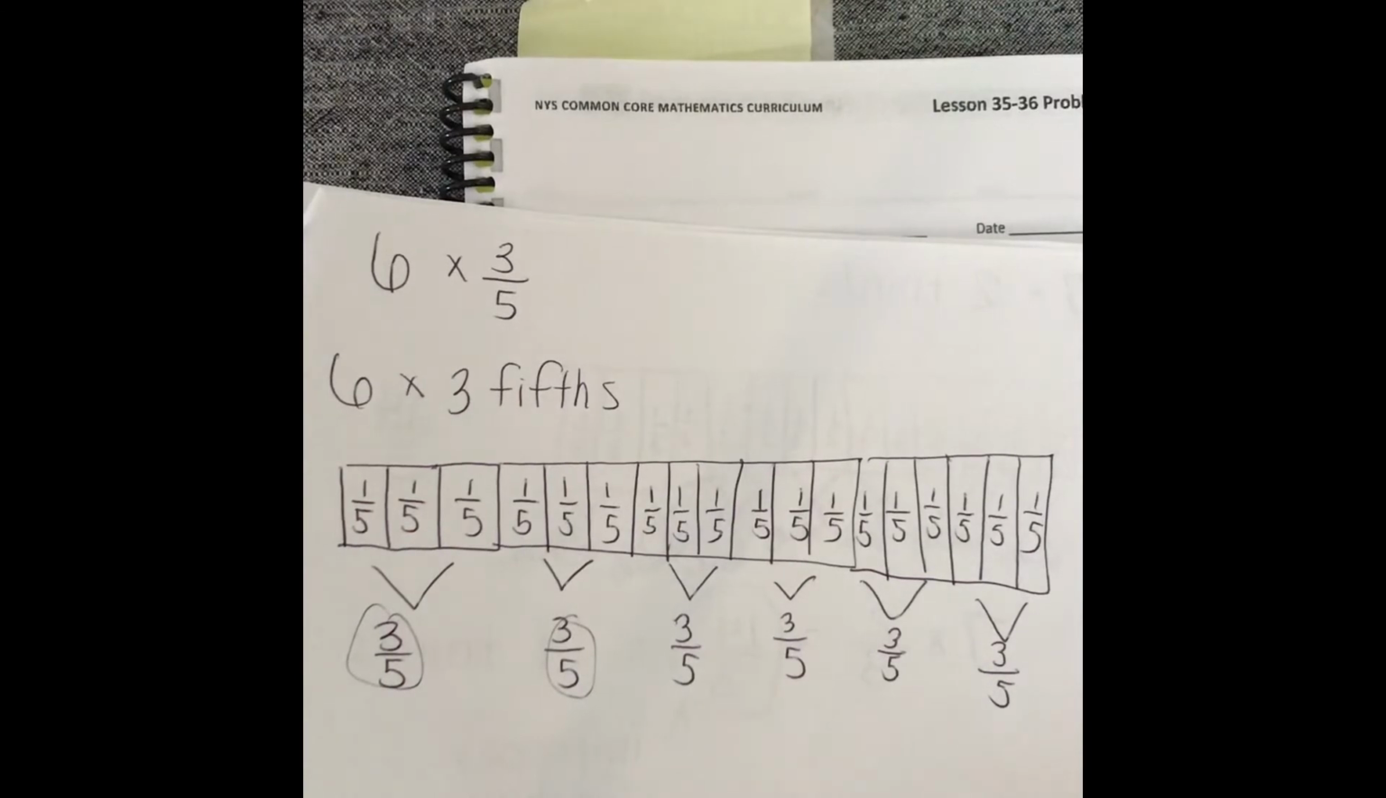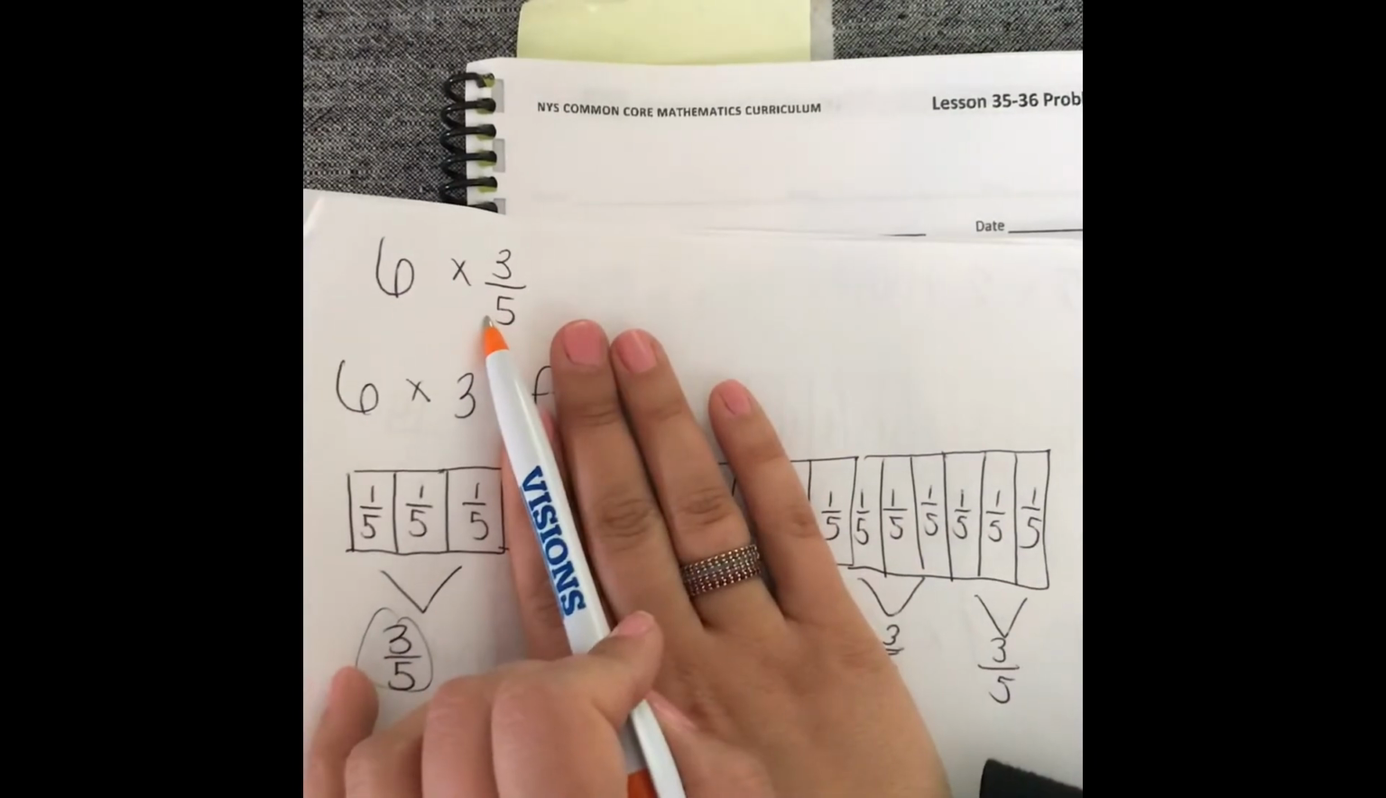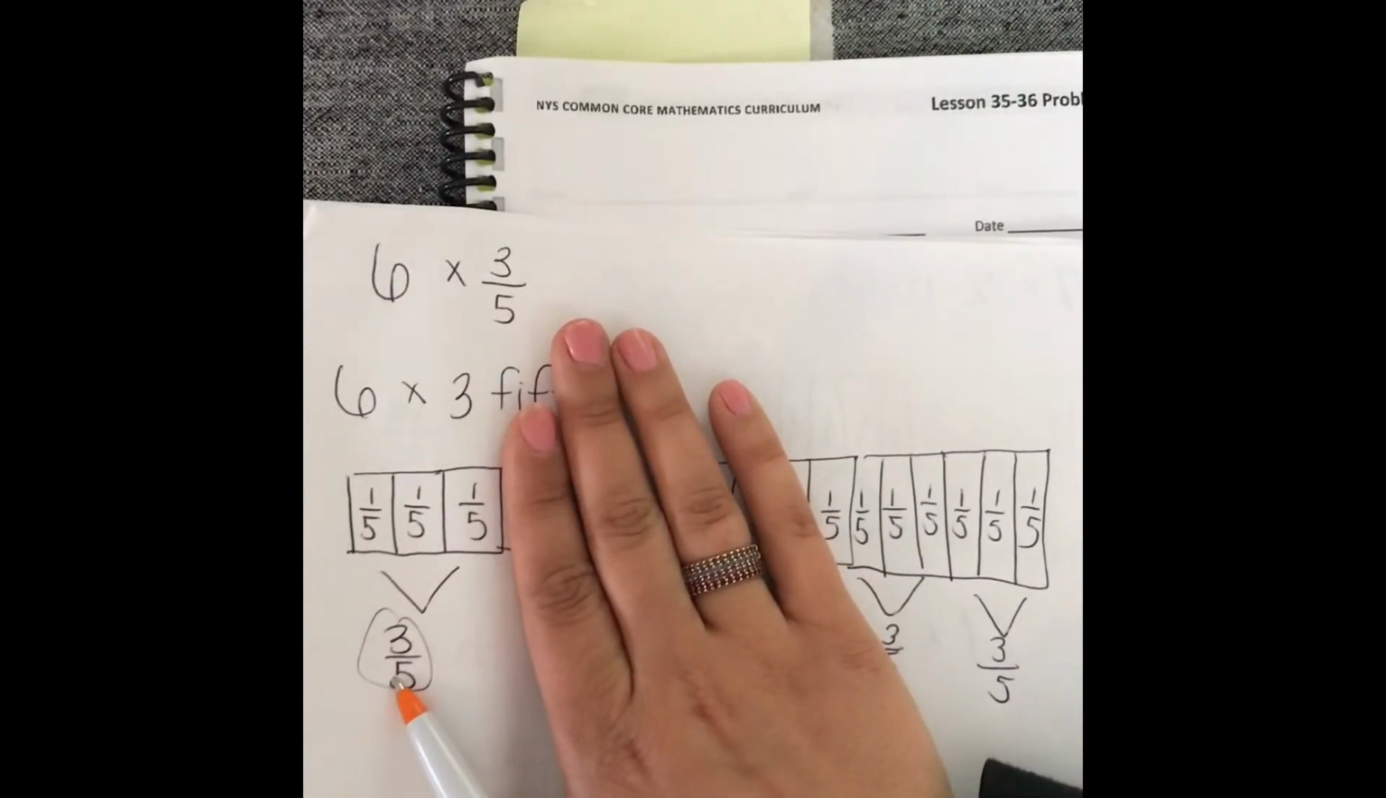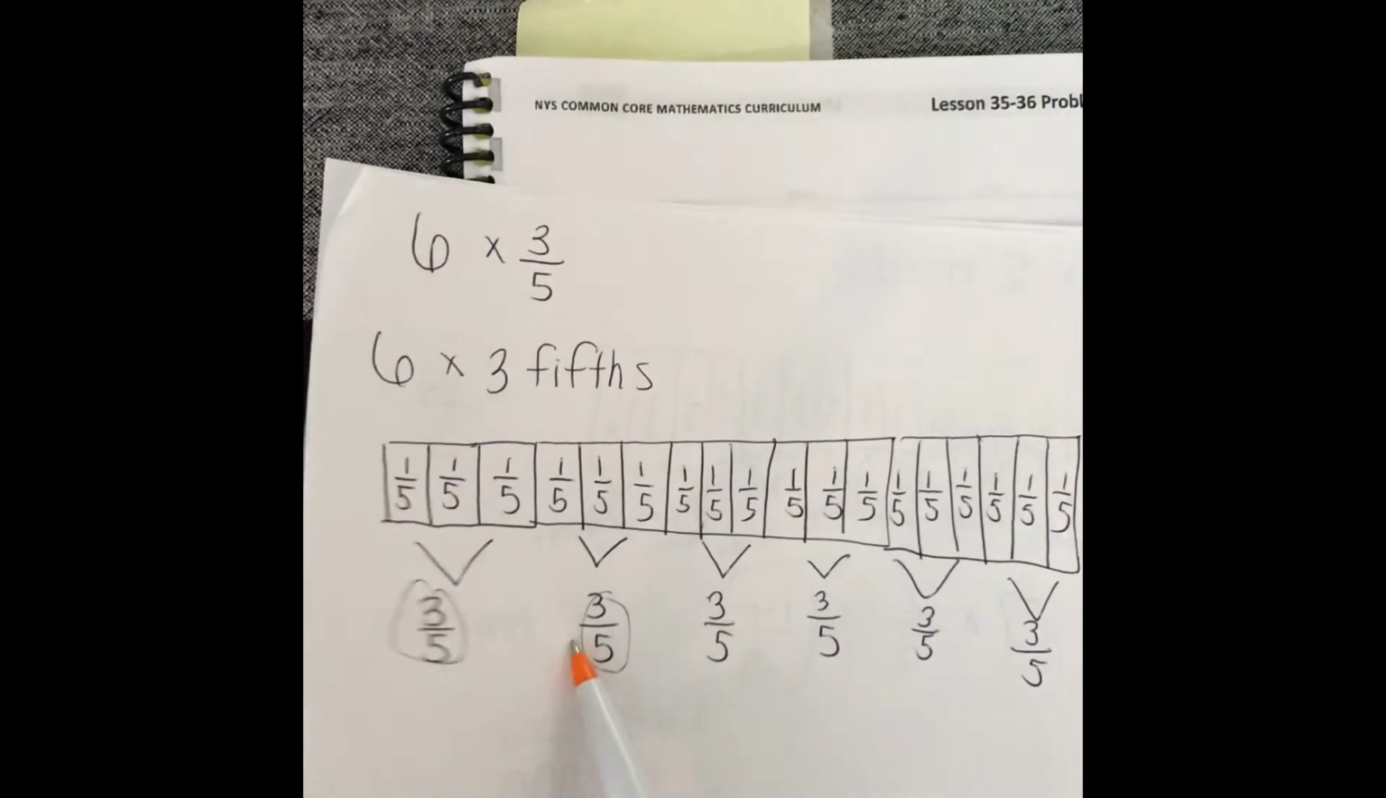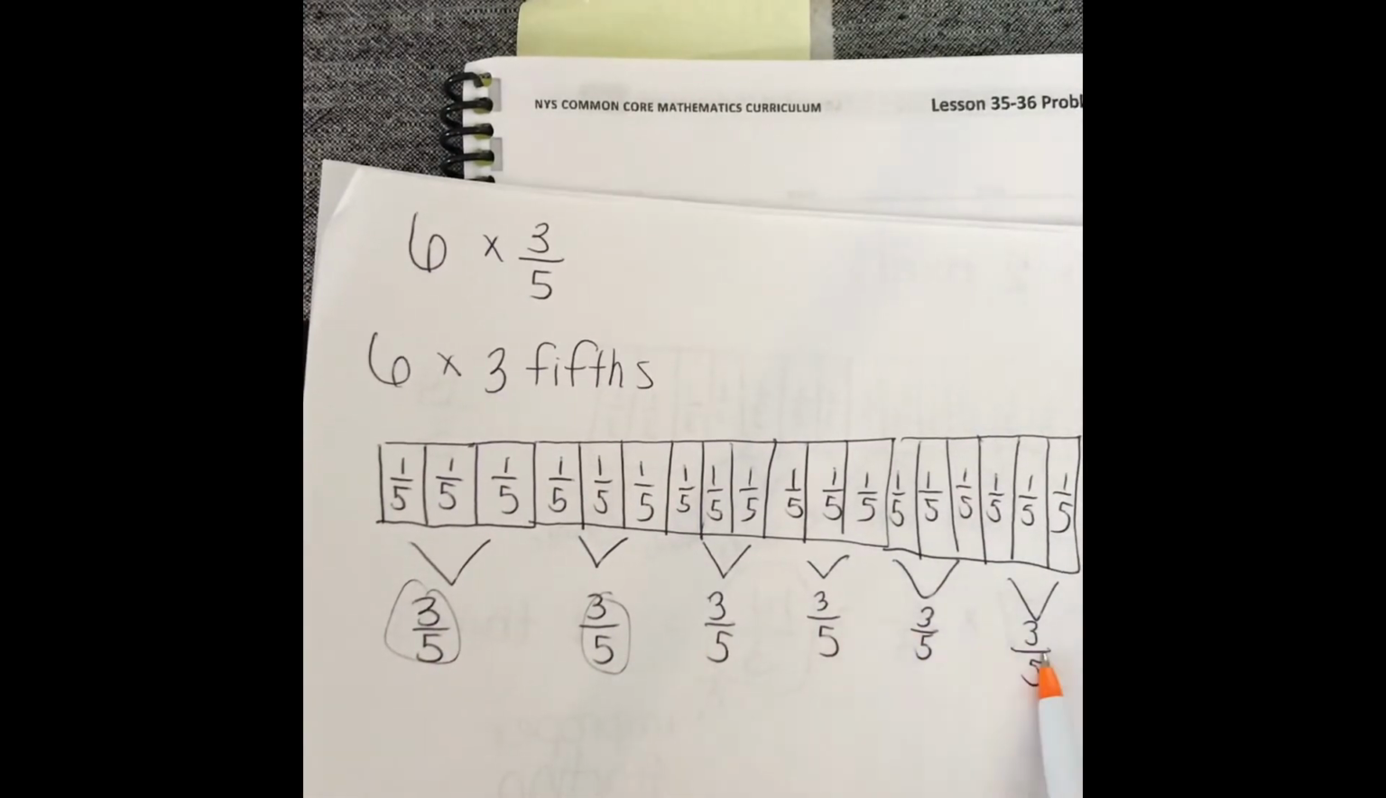Okay, guys, using that model method, I could show you that I did 1/5, 1/5, 1/5, which we know equals 3/5. And I did this 6 times. 1, 2, 3, 4, 5, 6.